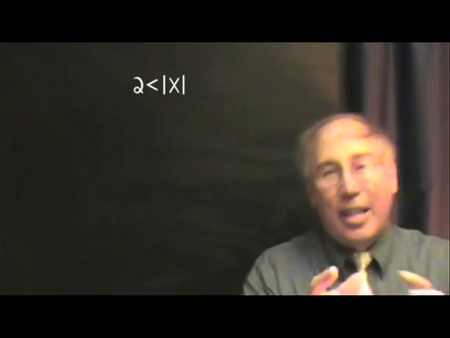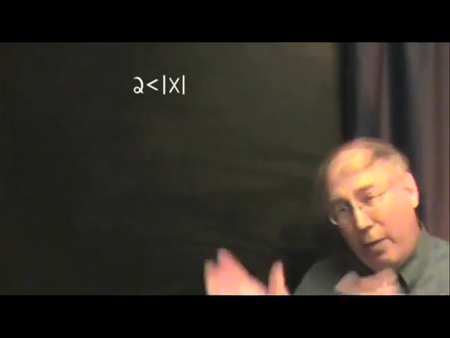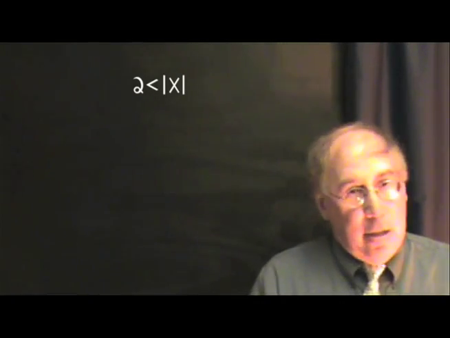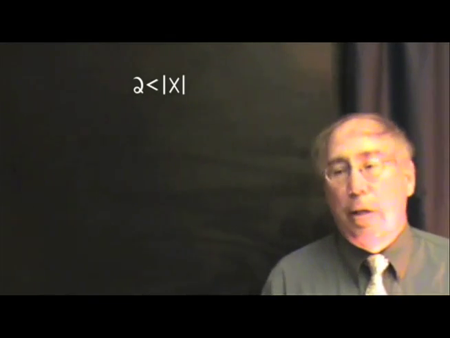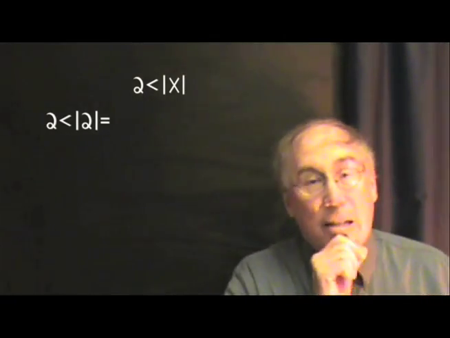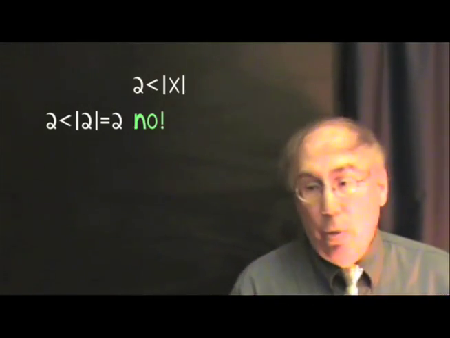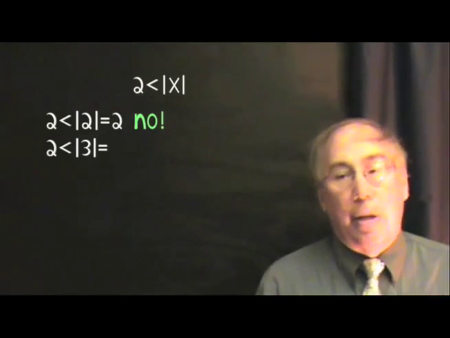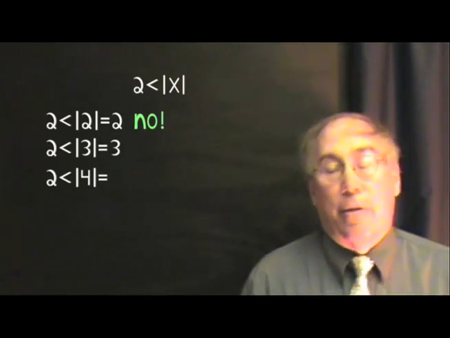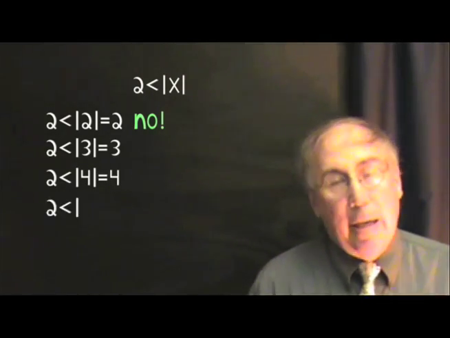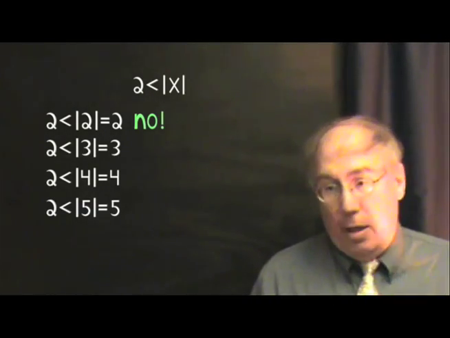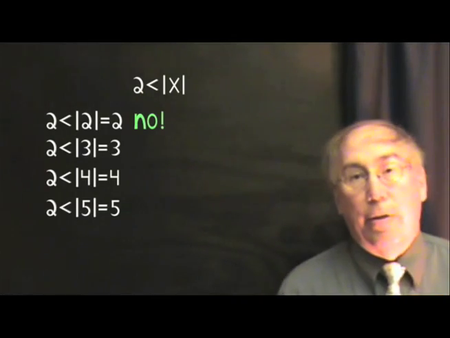Now let's take a look at the other situation where we have a number that's less than an absolute value. Let's start out the same way. Let's substitute in some values and see what happens. Let's put in 2 again for x. We know that that won't work because 2 is not greater than 2. Let's put in 3. 3 will work. 4 will work. 5 will work. 5 is greater than 2.